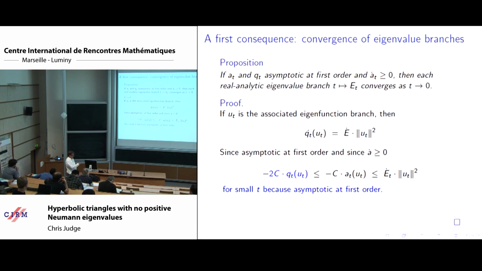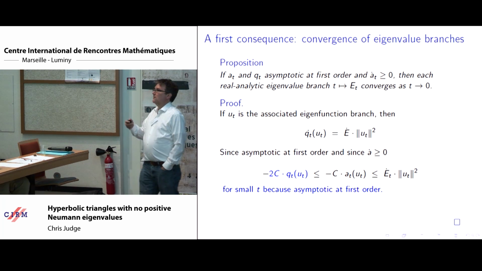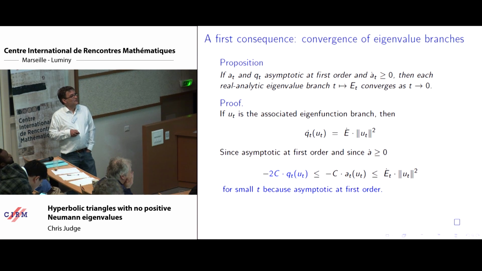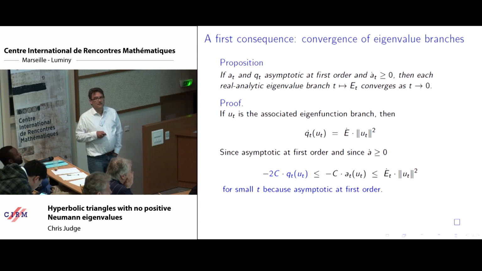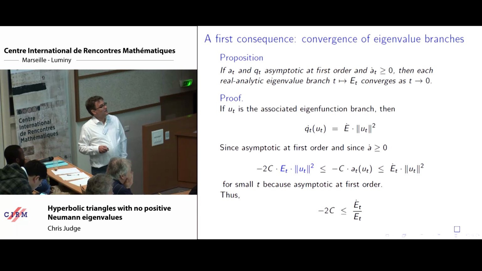And then we know that, since it's asymptotic at first order, 2 times QT is bigger than AT, right? AT and QT are close. So 2 times QT is bigger than AT, which means this. And then QT of UT is the same as ET times UT, because it's an eigenfunction, right? So the quadratic form, QT of UT, is just ET times UT squared.